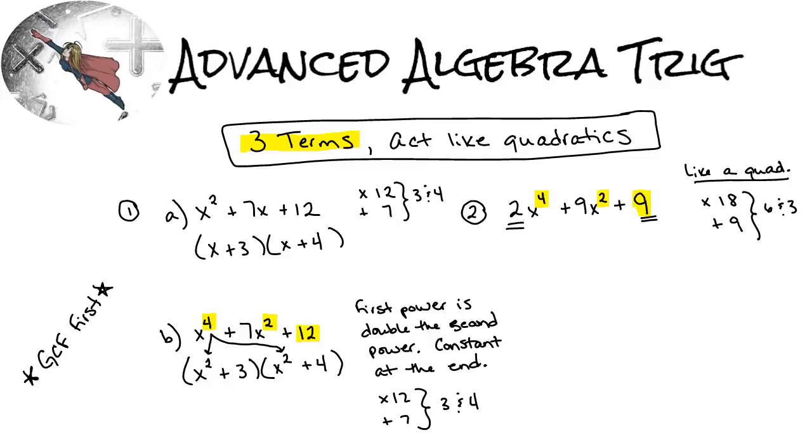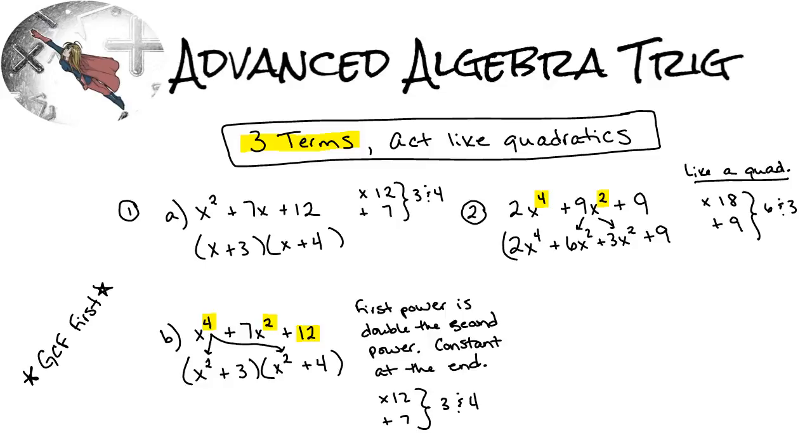So what we're going to do, I'm going to get rid of some of those lines, is we are going to split the middle term. So we just recopy 2x to the 4th, but the middle is going to be the 6 and 3 now. So 6x squared plus 3x squared, and then plus the 9 at the end. This is splitting the middle term. The 9x squared just got split into 6x squared plus 3x squared.